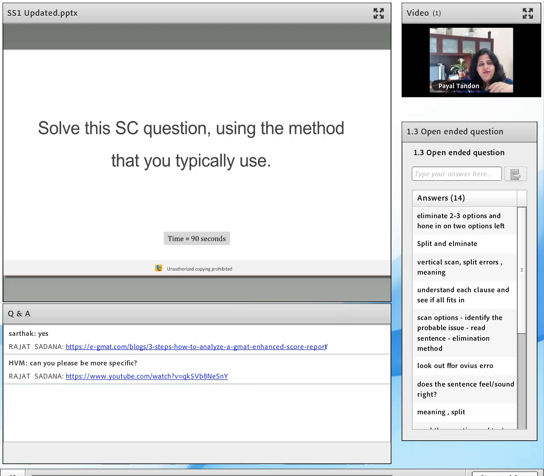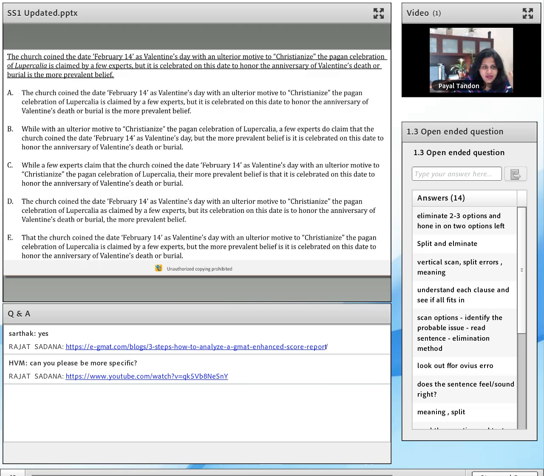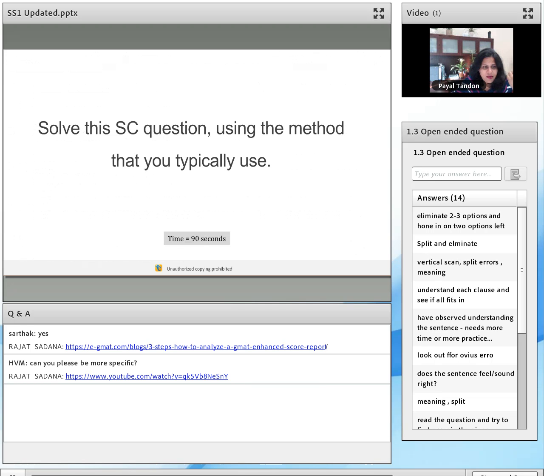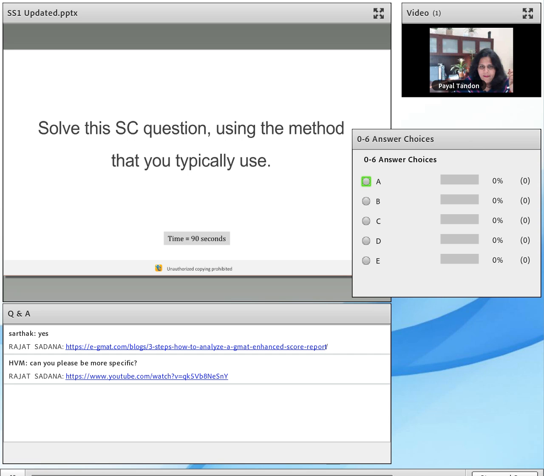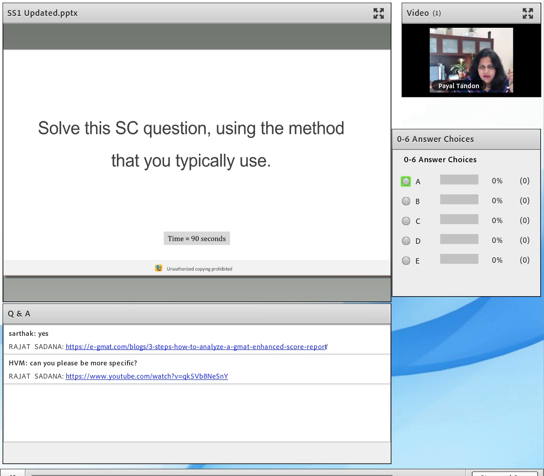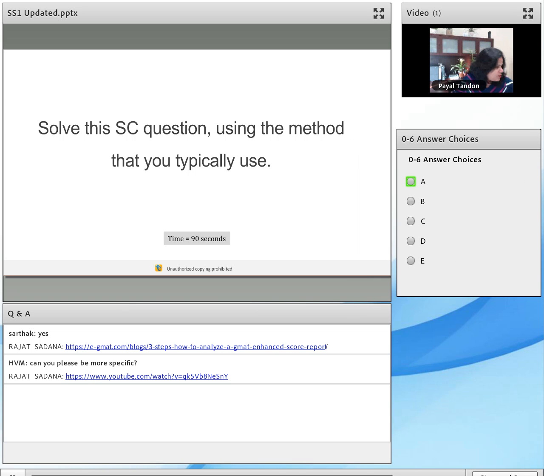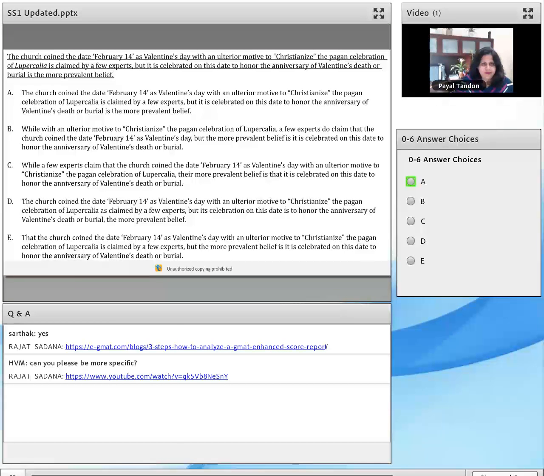What I'm going to do is give you one sentence correction question, and I want you to solve that question with whichever method you use. Again, I'm going to give you 1.5 minutes, because that's typically the time that an average student takes to solve an SC question. Okay, so here you go. It's a completely underlined sentence, and I'm going to show you the poll here. There you go, and I'm going to start the timer now. Go ahead.